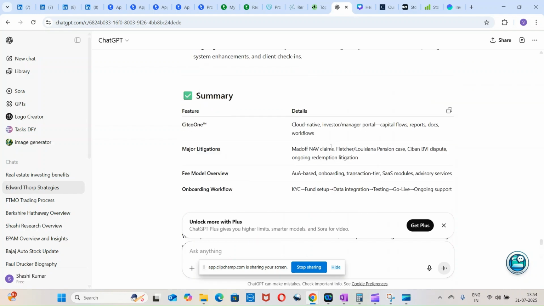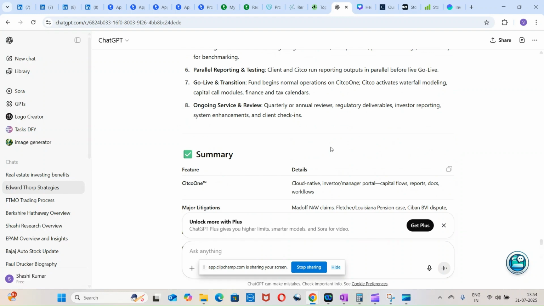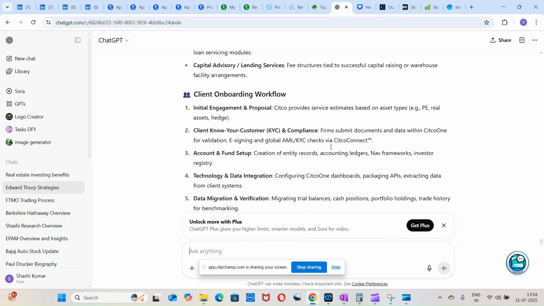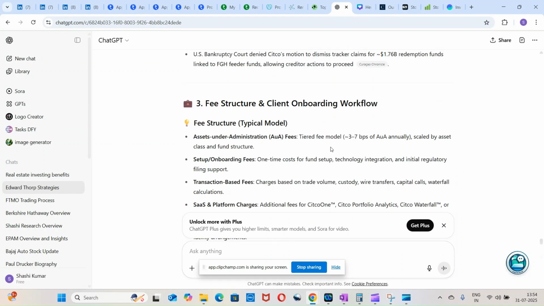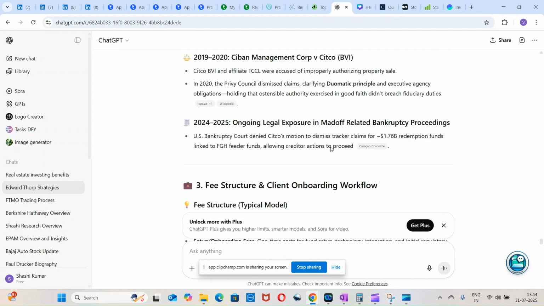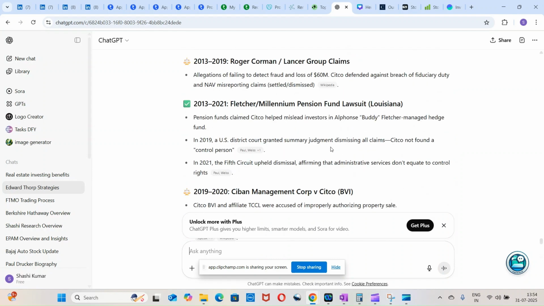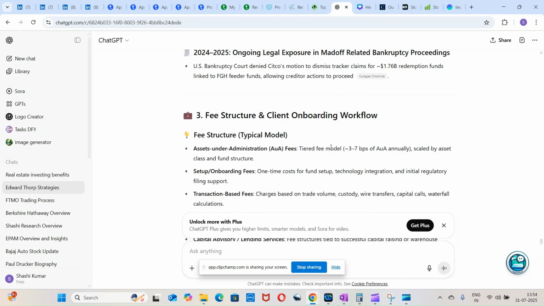So this is CITCO One software for you guys, which is used for fund administration. And we wanted to cover this. What are the features in it? What is the onboarding flow? And what is the fee structure of this company?